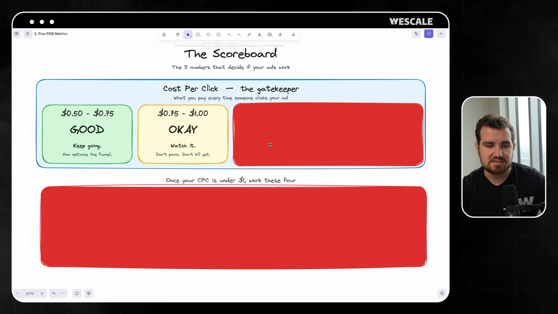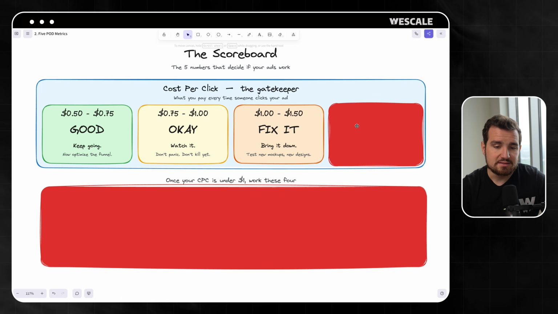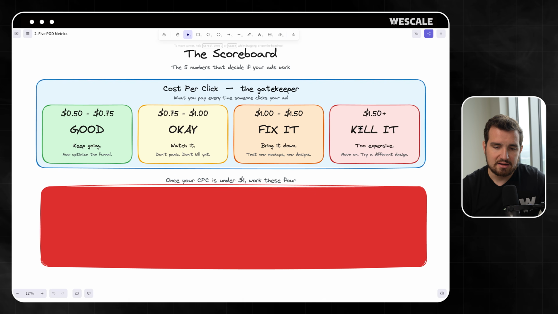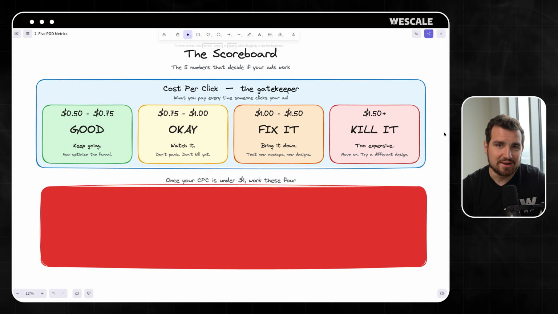Why that number? Because that's what we found across all the stores that we've run, and our student stores tends to be the sweet spot where we are getting cheap traffic, and that traffic is telling us which designs people are interested in. But an okay range for this metric is in the 75 cent to $1 range. If you're pushing $1 to $1.50, then that means that there's something that we want to take a closer look at. And we'll talk about what those things are in just a second.